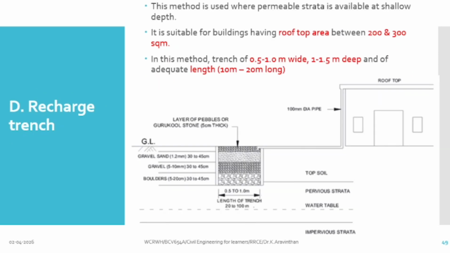Then the next one is trenches. What do you mean by trenches? Sir, my area is greater than 200 to 300 square meter. With a larger area, you can use this kind of trenches. Sir, what do you mean by trenches? It is nothing but 0.5 to 1 meter wide, and the length is 10 to 20 meter and 1.5 meter deep. It will be a much wider thing, and when you use it, it is called a trench.